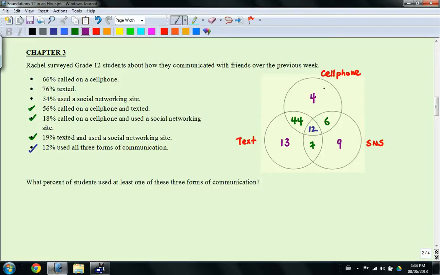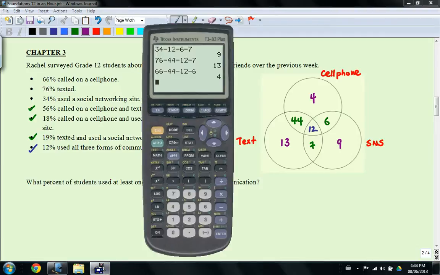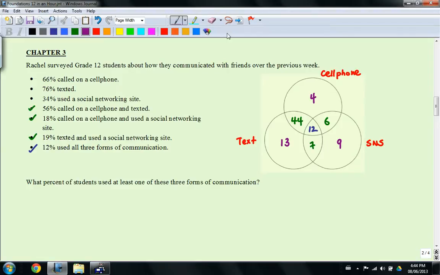Now, that means inside of this circle here, these are all the different forms of communication that are gone over in this question here. So whatever is left over is people who don't use these three forms of communication. So maybe they just talk to each other face to face, that kind of thing. So let's see. That adds up to 95%. So 5% of the people will be outside.